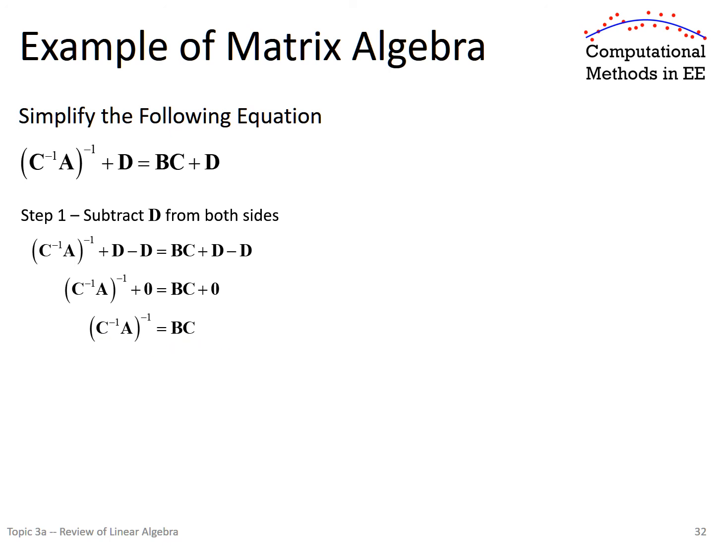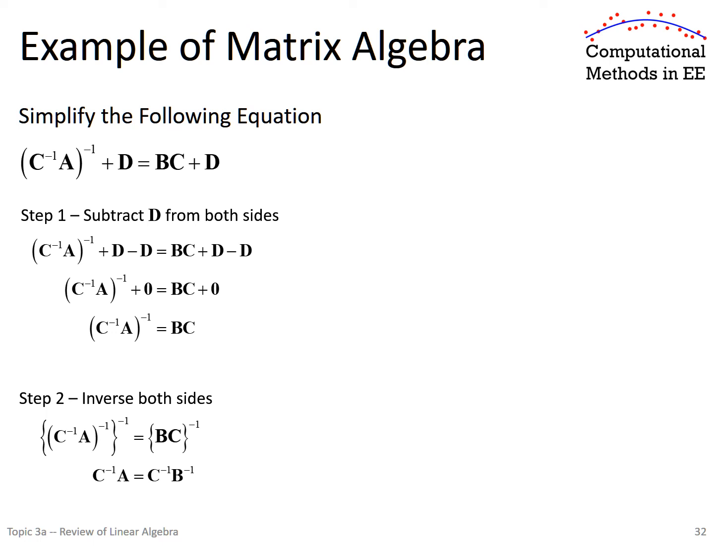So what's next? Well, what I did was invert both sides. So on the left, we already have an inverse. So the inverse of the inverse is just this expression here. So we just have C inverse times A. But we have the inverse of BC now. Remember how we do that? We reverse the order of B and C, so we have C times B, but then we invert them individually.